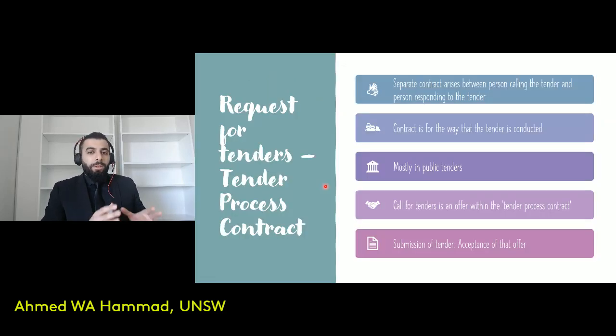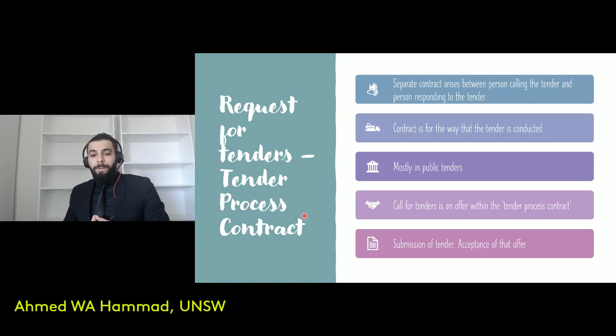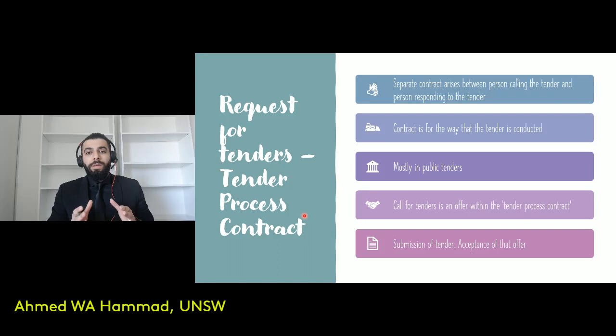So we talked about tenders, a call for a tender being an invitation to trade. However, within the tendering process itself, there is a contract that's implied by the law. So there is an offer that's made, it's implied, and that is the tender process contract. What's that tender process contract? It's where the party that's issuing the tender agrees or offers to fairly examine all the tender submissions that are made. So this is a contract.